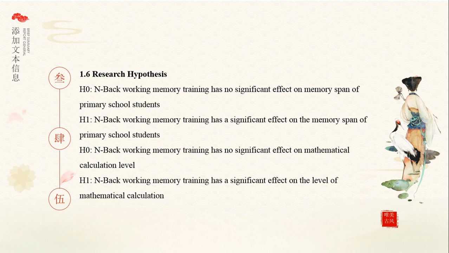And then the hypotheses. First, n-back working memory training has no significant effect on memory span. And next, n-back working memory training has a significant effect on the memory span. And for the next part, n-back working memory training has no significant effect on mathematical conclusion level, and then n-back working memory training has a significant effect on the level of mathematical conclusion.